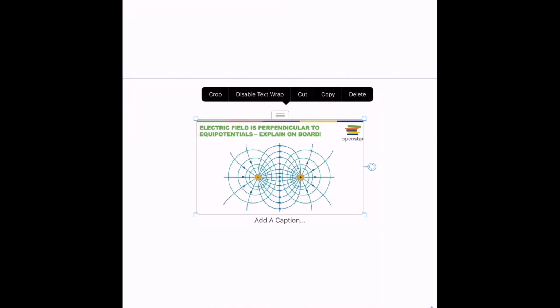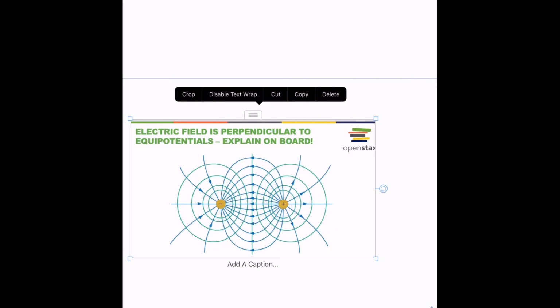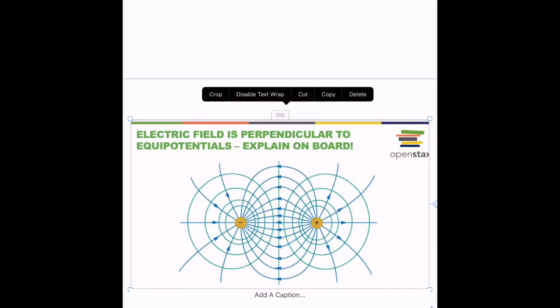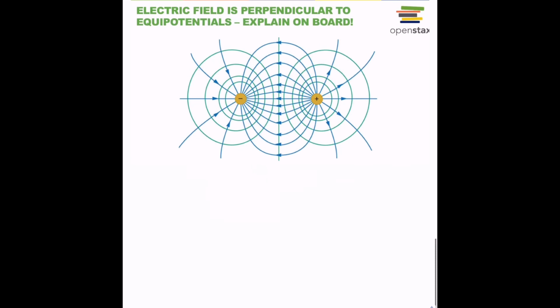So now I'm going to show you one more picture. And this comes from our textbook. So I like this image because it shows that there's two particles that have opposite charges, but they're equal in magnitude. And that can be important.